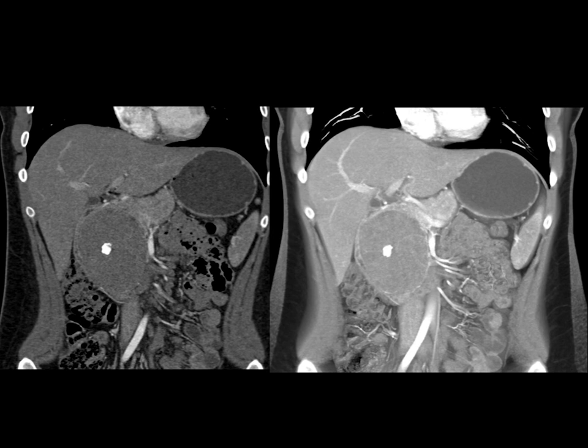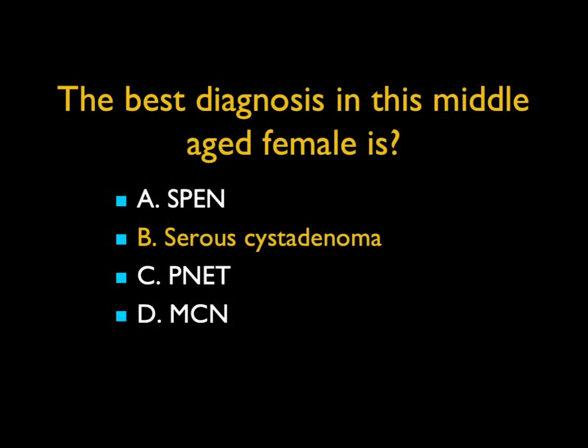And MCN can calcify, but it's cystic and in the body. The age is good, middle-aged female, but this is more classic. If you look hard, particularly the image on your right, it looks cystic, it looks like septations, and it looks like there's calcifications present. And this is just a really good example of a serous cystadenoma.